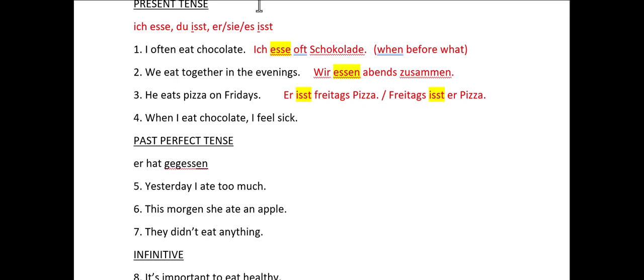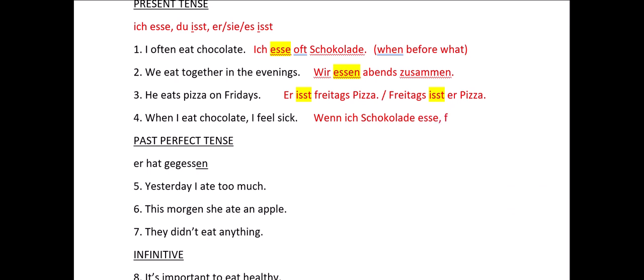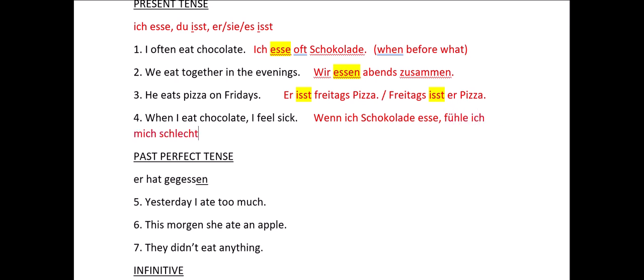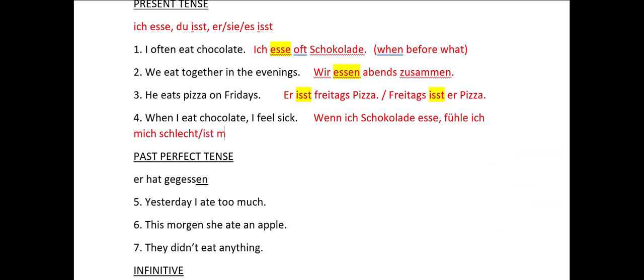Number four, when I eat chocolate, I feel sick. Wenn ich Schokolade esse, fühle ich mich schlecht. We could alternatively say, ist mir schlecht. And that has more connotations of being sick, of vomiting. But in any case, look at this sentence.